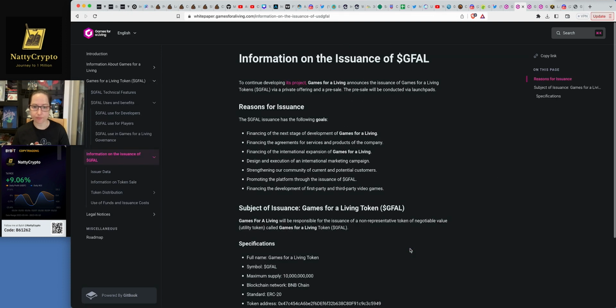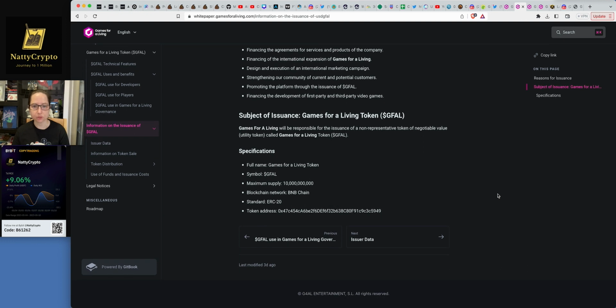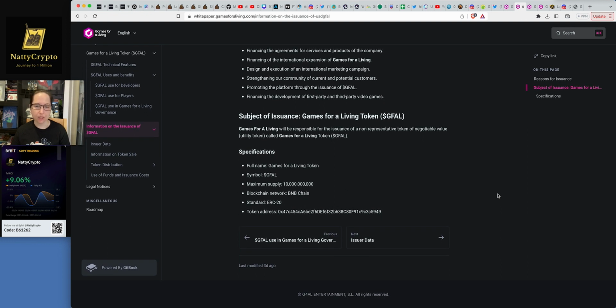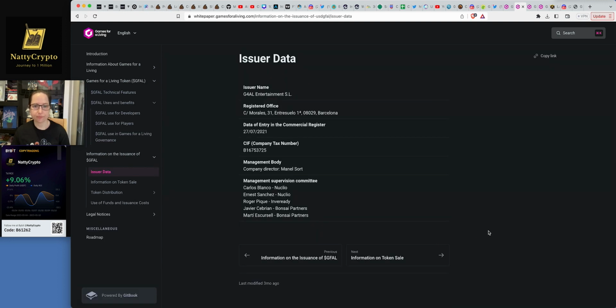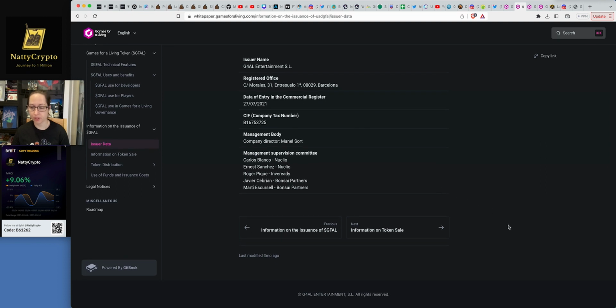Okay. So, reasons for issuance, following goals: financing of the next stage of development, financial cash expansion, so looking to build a lot on this. As you can see, specifications on the Binance Smart Chain, maximum supply, 10 billion. So, this is all because they've been working on this since 2021. Yeah, they've been building since 2021.